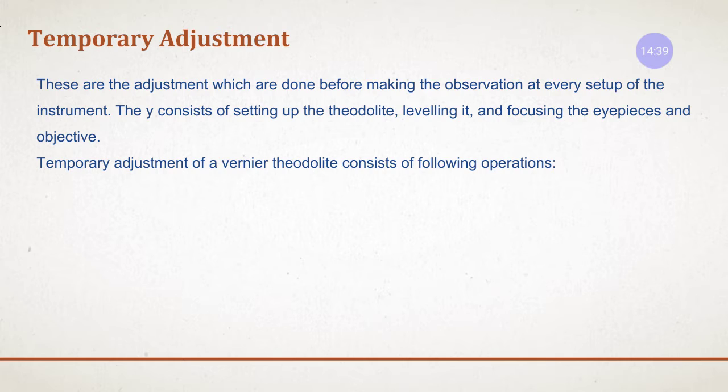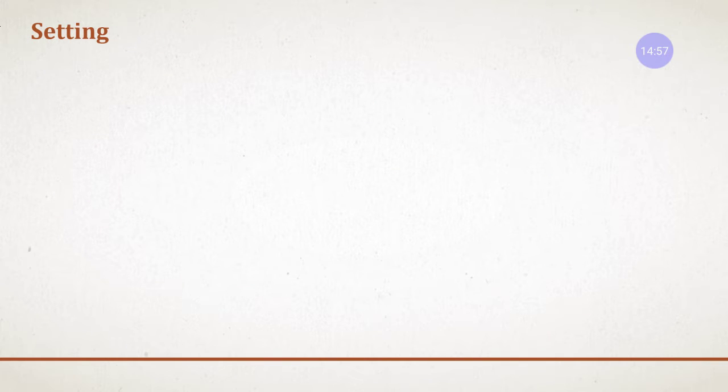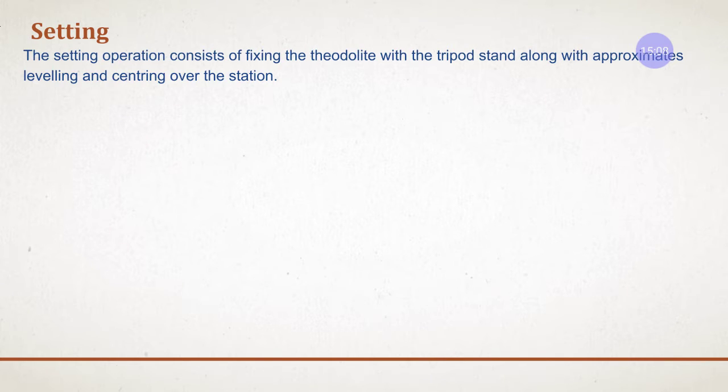Temporary adjustment of a vernier theodolite consists of the following operations. So what are the temporary adjustments now? First one is setting up of the theodolite. Next is centering. Third is leveling. Fourth is focusing. Now, coming to setting up the theodolite. Setting up consists of fixing the theodolite on the tripod stand along with approximate leveling and centering over the station.